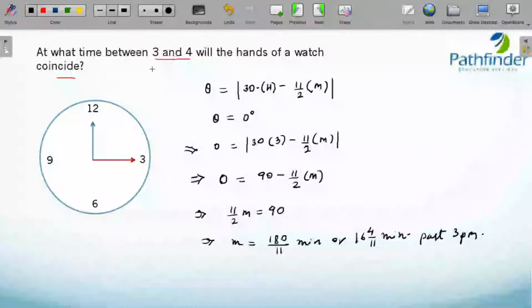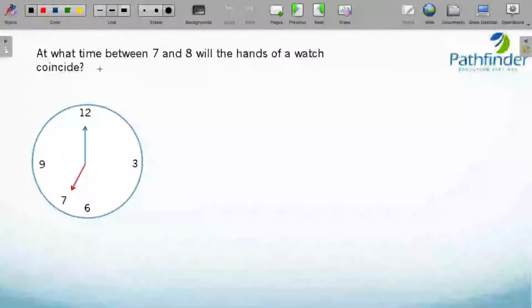So at what time between 3 and 4 will the hands of a watch coincide? The time will be 16 integer 4 by 11 minutes past 3 p.m. So see how easily we were able to calculate the time when the angle was given. Next we have the same question, at what time between 7 and 8 do the hands of a watch coincide.